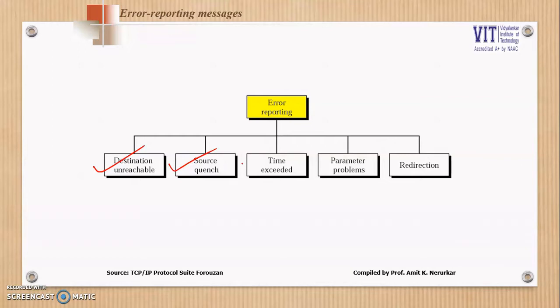Then the third type of message is known as time exceeded message. Now you are aware of the concept of TTL. When TTL becomes 0, the packet would be discarded. So when the packet is discarded because TTL becomes 0, the time exceeded message would be sent to the sender informing that the packet is discarded only because the TTL was set to 0.